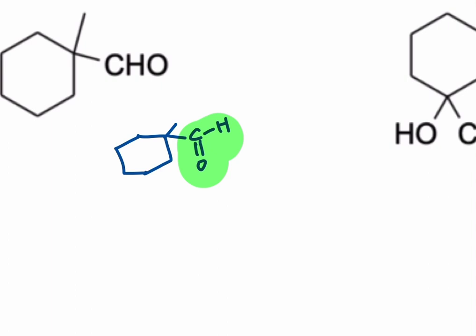Now, once we decide that this is going to be an aldehyde functional group, we are going to identify the parent name for this molecule. The parent name for this molecule will be carbaldehyde. When you have an aldehyde functional group that is directly attached to the ring structure, then it's called carbaldehyde.